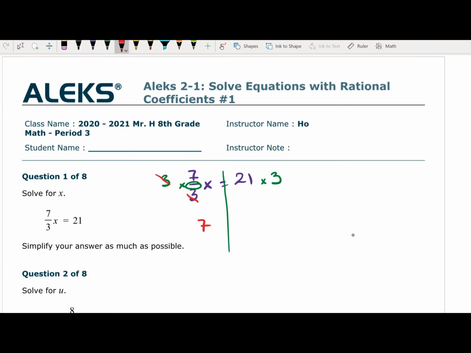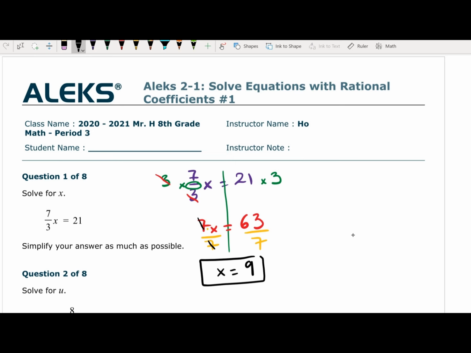You will have 7x equal to 21 times 3 is 63. Okay, and now the next step to get x by itself, you're going to divide by 7 on both sides. Because 7x side by side means they multiply, so you do the opposite, it's divide. Then 7 and 7 cancel each other out. Leave you x equal to 63 divided by 7 is 9. So x equal to 9.